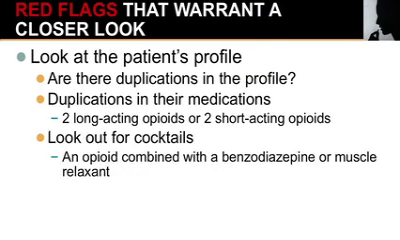And then certainly just looking at the patient's profile and seeing, are there duplications in their medications? Are they getting too many long-acting opioids, for instance, or too many short-actings? This could be a concern. Then we have various cocktails that sometimes we'll look out for. So, for instance, combining an opioid with a benzodiazepine and muscle relaxant. All of these could be a potential red flag and something that you might want to delve into. Excellent insight, Carol. Thank you.